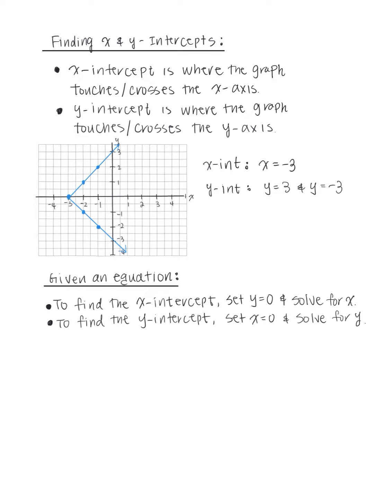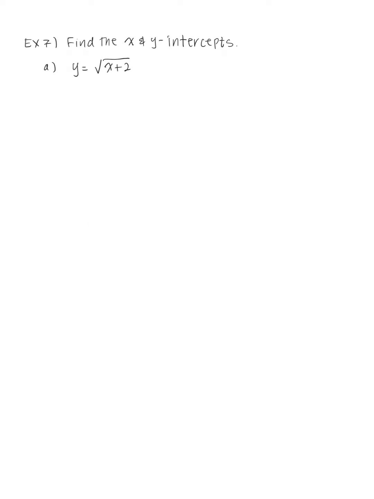So given an equation, to find the x-intercept, you set y equals 0 and you solve for x. To find the y-intercept, you set x equals 0 and then solve for y. Keep that in mind, then let's take a look at the next example. Example 7, find the x- and y-intercepts. Let's take a look at part A, y equals square root of x plus 2. Okay, so let's first find the x-intercept. How do you find the x-intercept? You set y equals 0 and you solve for x.